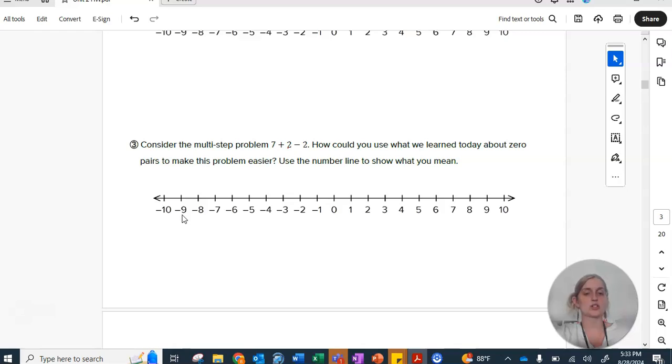So we're using the number line to show what you mean, but actually what I'm going to do is show the whole thing first, and then I won't show it, but I will say it, what you can think about when we're doing this problem.